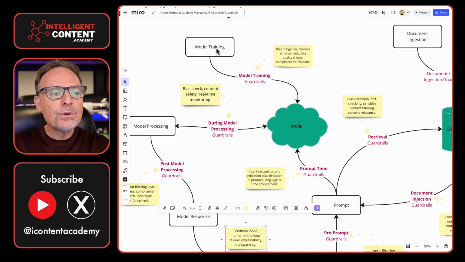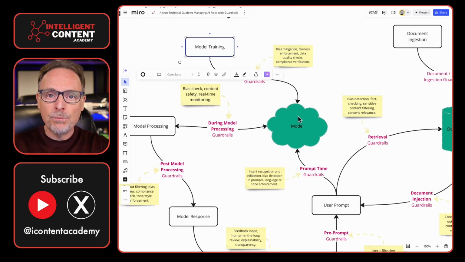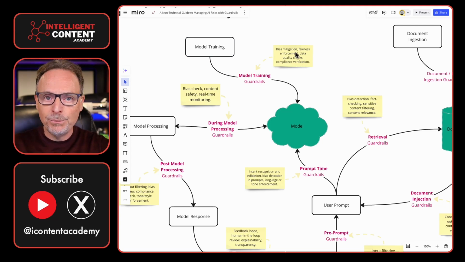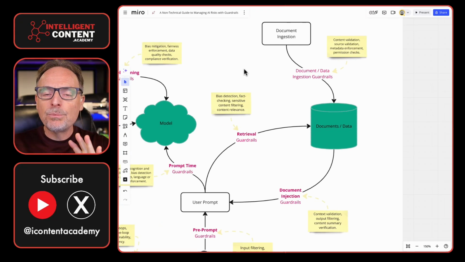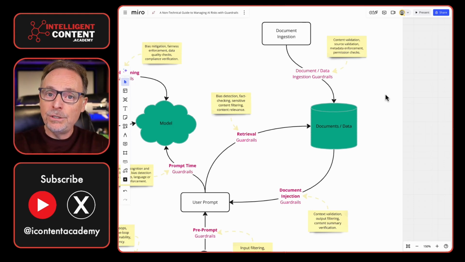We can also add model training, right? Because the model, we've got to train it. And in model training, you can also do some guardrails as well. So for bias mitigation, fairness enforcement, data quality checks, compliance verifications, etc. Many of you are familiar with retrieval augmented generation, right? In RAG, you also have some documents that you ingest that are augmented to the prompt, right? You can have some guardrails there as well.